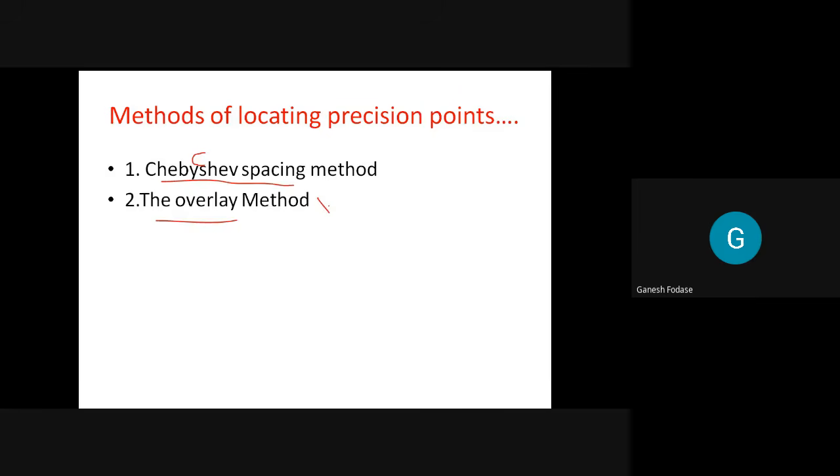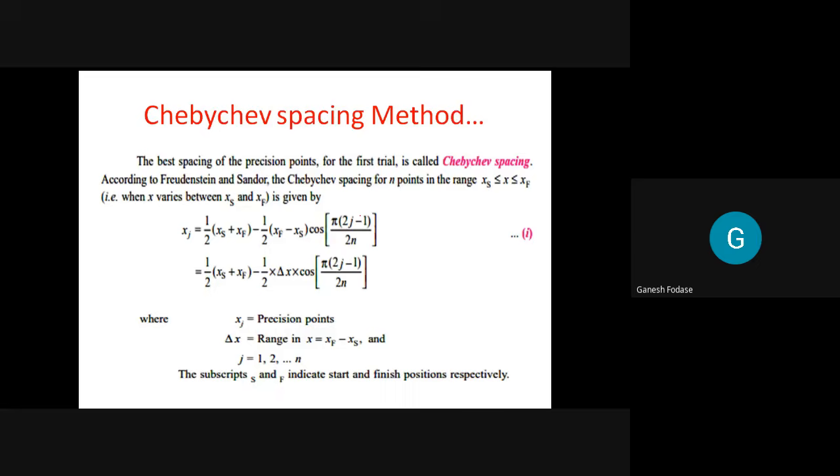The overlay method we will not discuss as it is not in the syllabus. So we'll discuss the Chebyshev spacing method now and then we'll stop. Actually, it is not something miraculous. Just a formula is derived by Chebyshev, and that formula, xj, is called the Chebyshev spacing formula. This formula is used to locate the precision points.